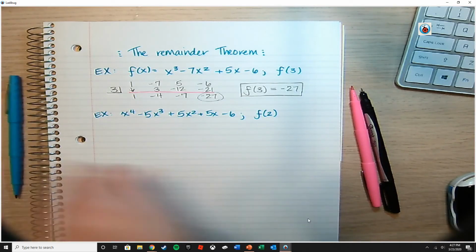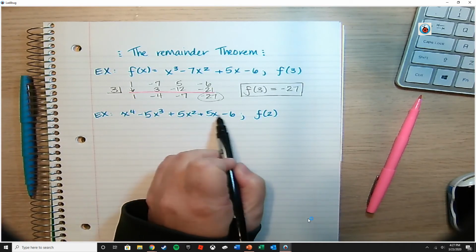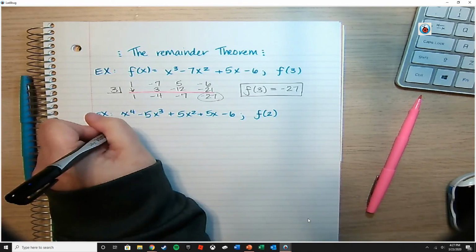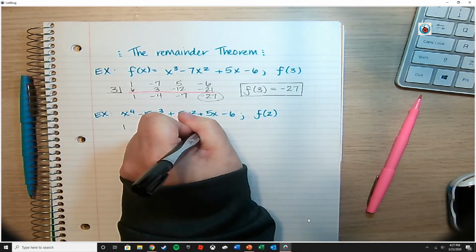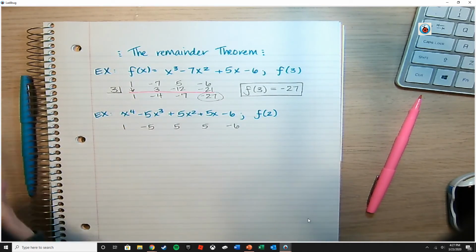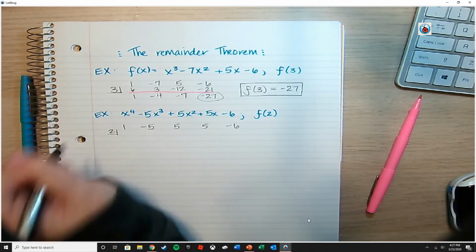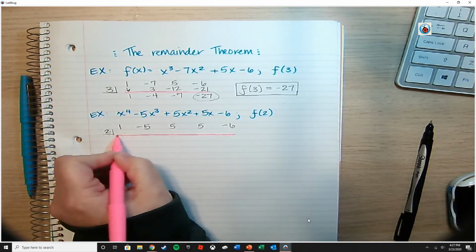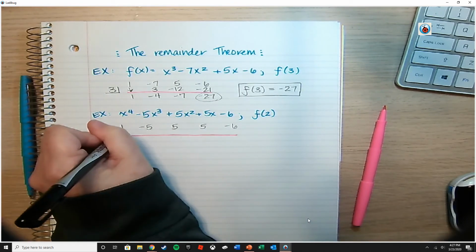Okay, so here's the problem. All right, I'm just going to make sure I don't have any missing. I do not have any missing variables in terms of 4, 3, 2, 1, 0. All right, so I'm going to take 1, negative 5, 5, 5, negative 6, and I'm going to evaluate what happens at 2. So instead of plugging in 2, I'm now going to use synthetic division.